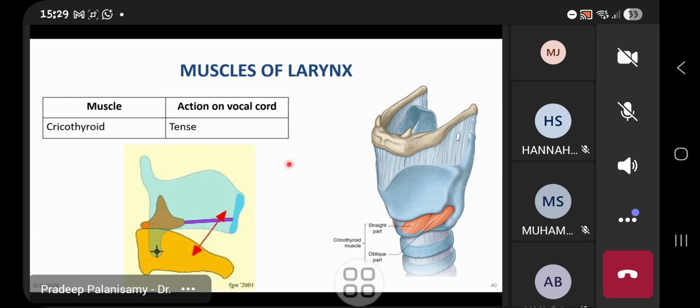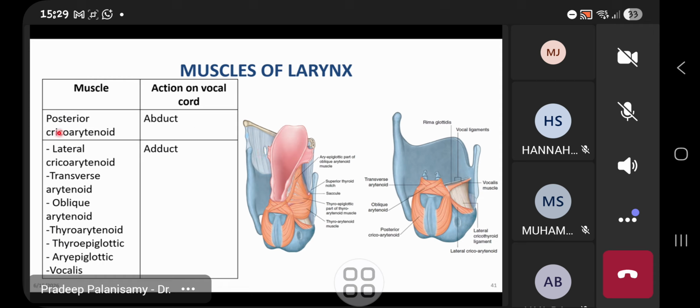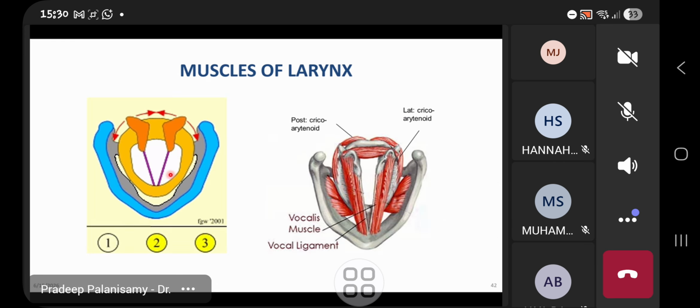And what is important other than that? All these things, you can go back and learn. The most important one here is the posterior cricoarytenoid, which is the muscle over here. This is oblique and this is transverse. The posterior cricoarytenoid is the only thing which is going to help you in abduction of the vocal cord. Abduction means opening up. All the other muscles help in adduction.